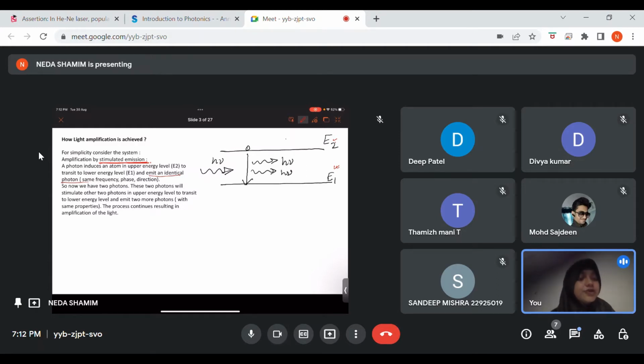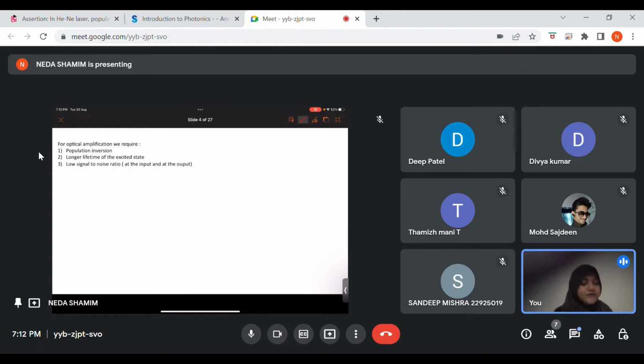These two photons will now stimulate two more atoms to come down to the lower energy level, and that will emit two more photons, so now you have four photons. This cumulative process goes on, and that's how you achieve amplification when you want to transmit a signal from one end to another over thousands of kilometers. So this is how we achieve light amplification. Now let us try to solve some problems related to light amplification.